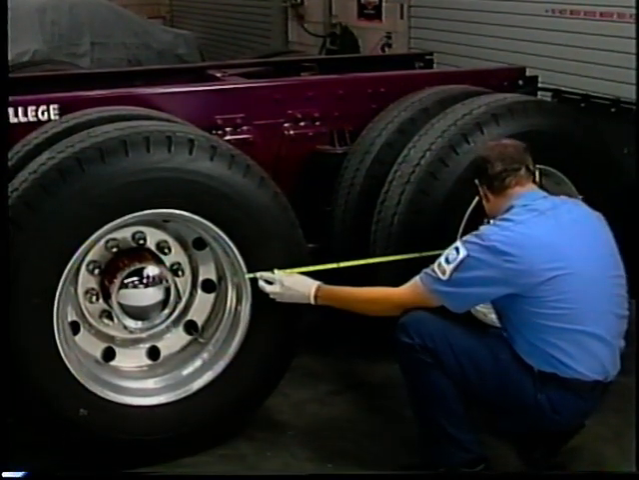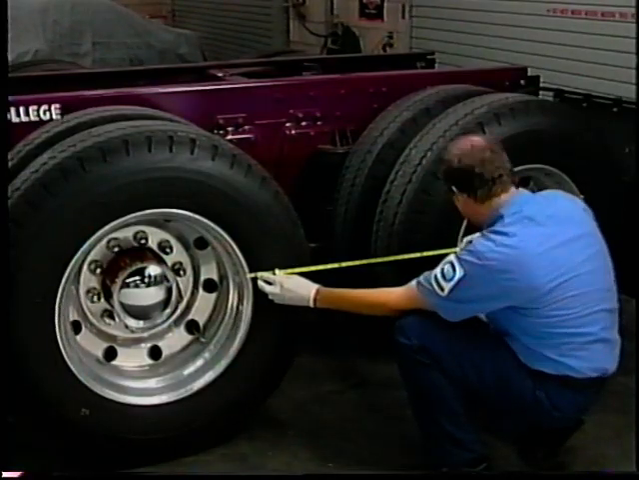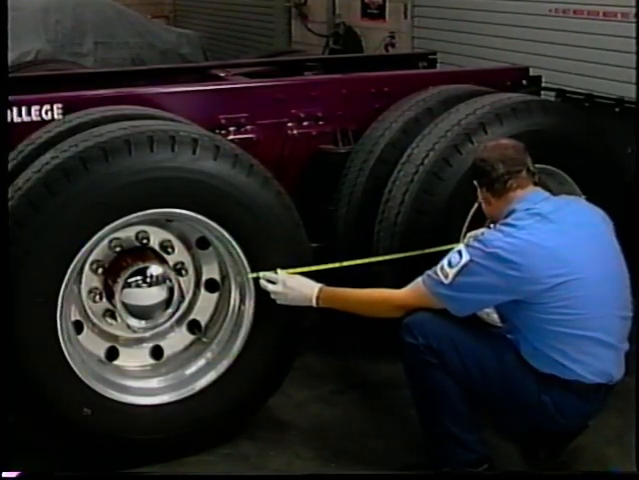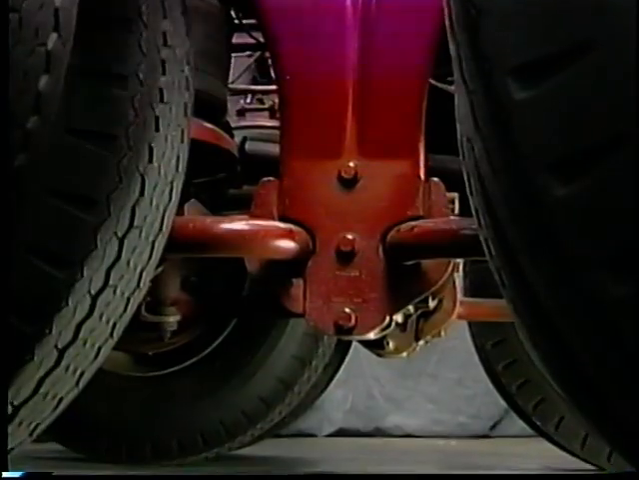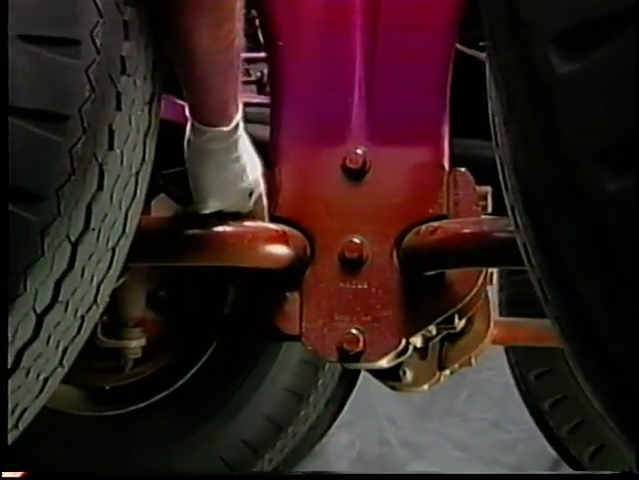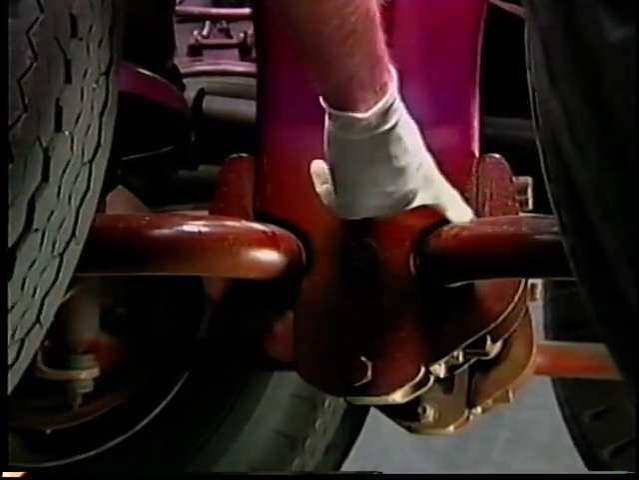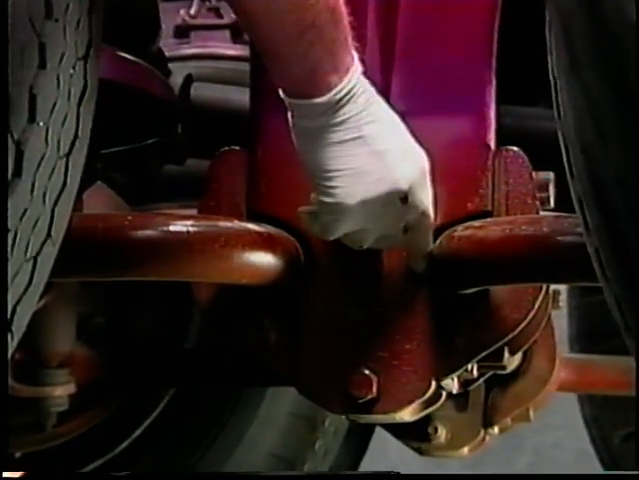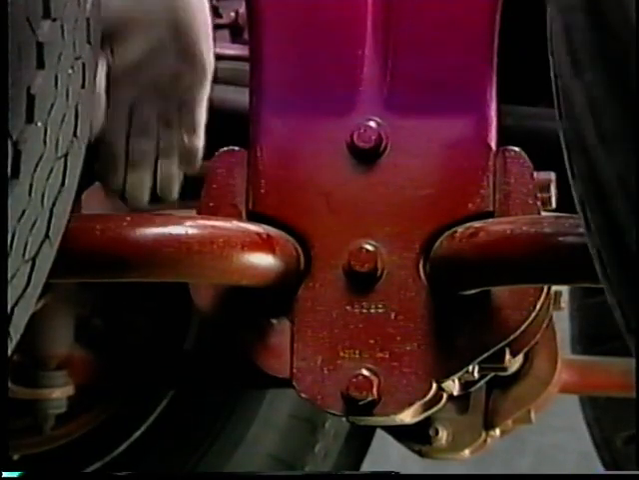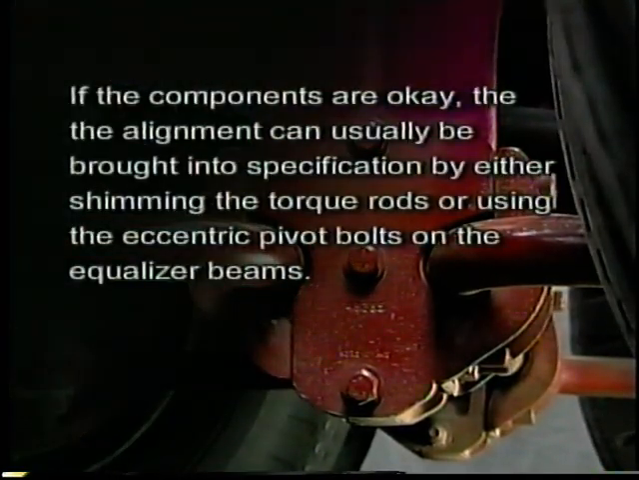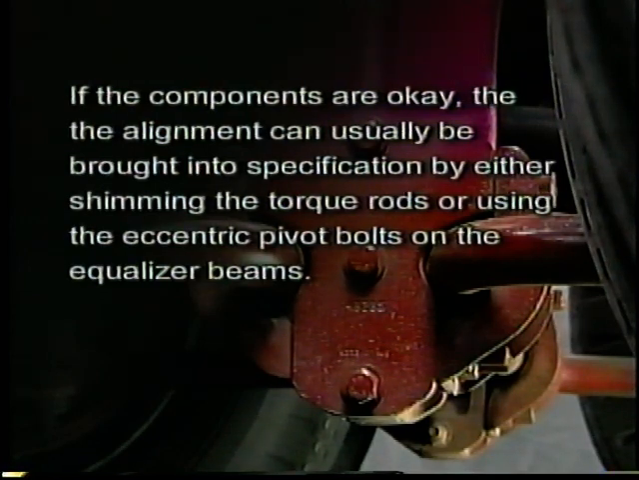If tandem axles are of unequal wheelbases between front and rear axles, the vehicle will push to the side with a shorter wheelbase. Worn equalizing beam bushings or bent torque rods and loose axle U-bolts can cause incorrect rear alignment. Inspect all components before performing a rear wheel alignment. If the components are okay, the alignment can usually be brought into specification by either shimming the torque rods or using the eccentric pivot bolts on the equalizer beams.